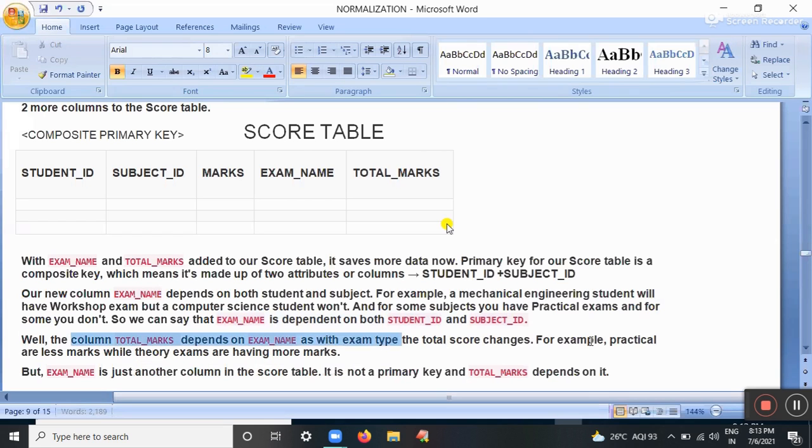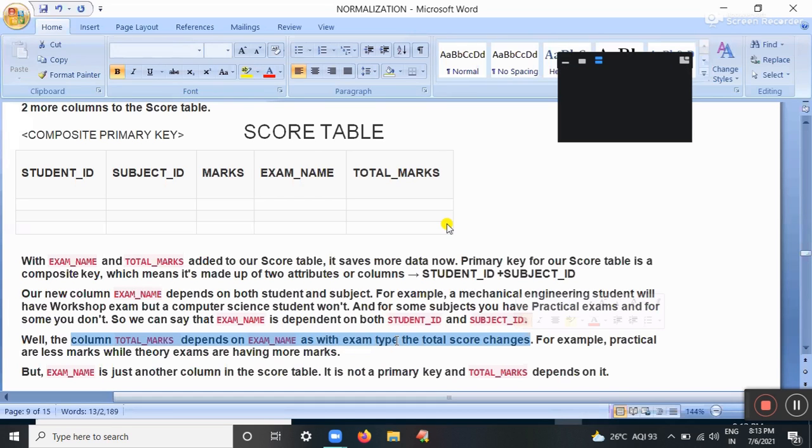Some subject only theory 75, some subject only practical 50, some subject only theory 100. So like examination type, that is called type of examination name. Understand here, total marks is depending on examination type. On the type of examination, your total marks will be changed.